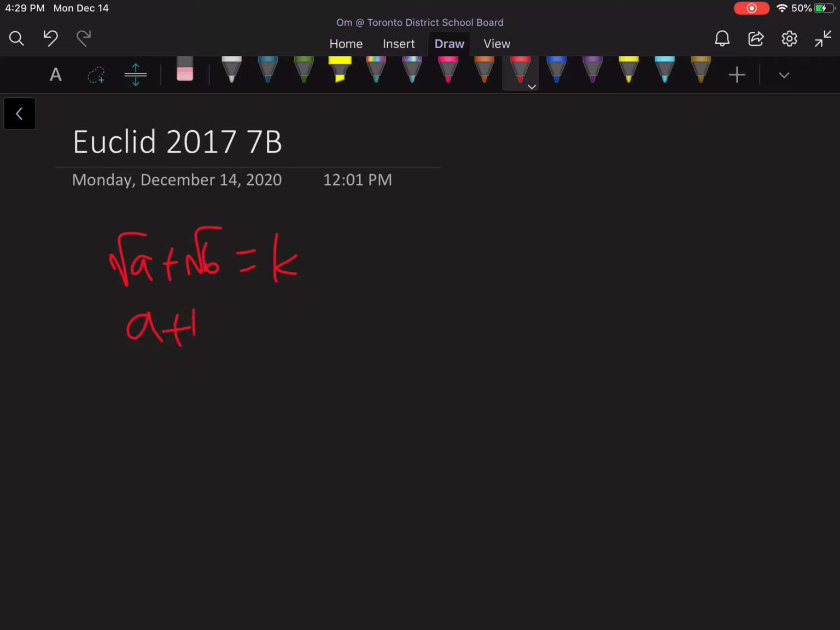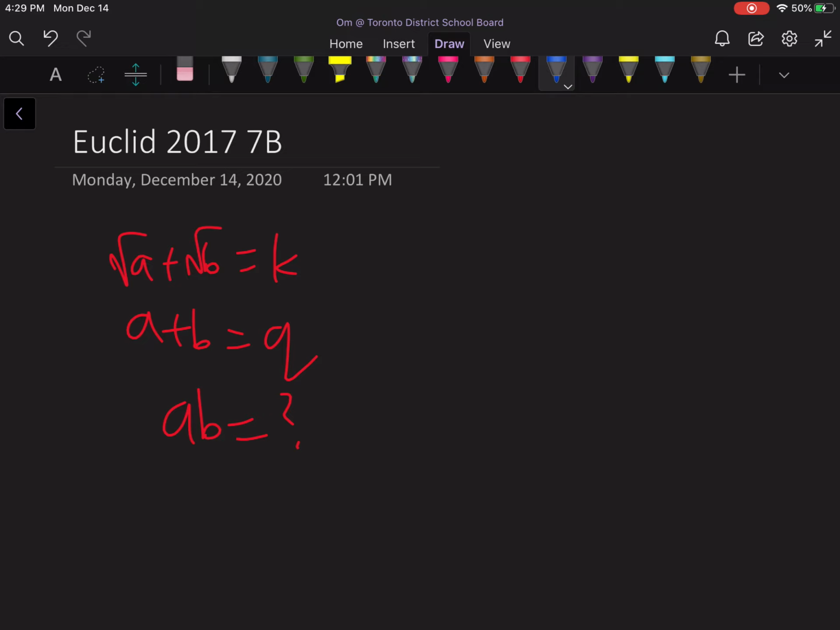A plus b equals q, which is also a number. And you're trying to find the value of a times b. How would you approach this? Try thinking about this by yourself for a couple seconds, and when you're ready, come back.